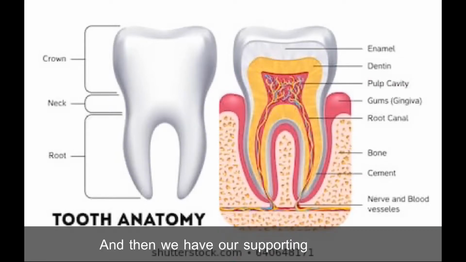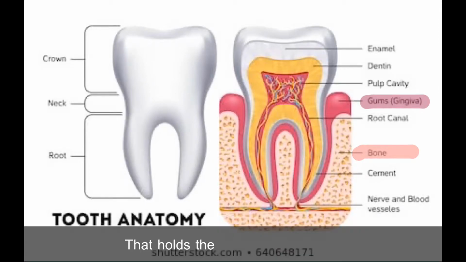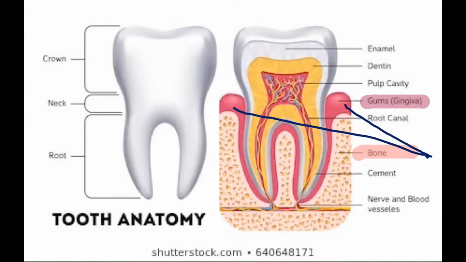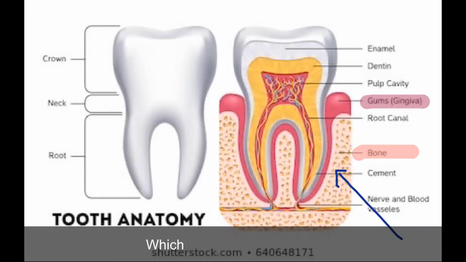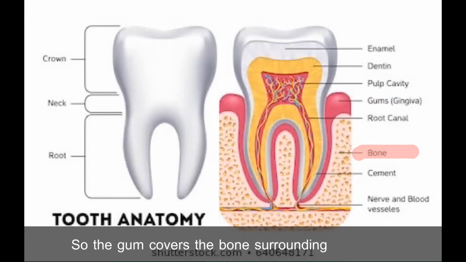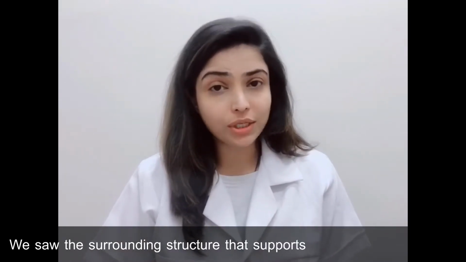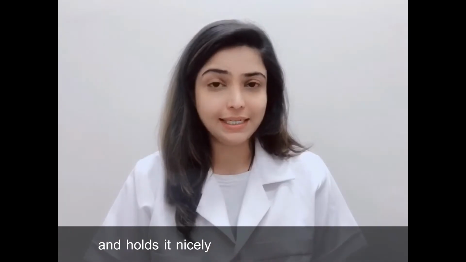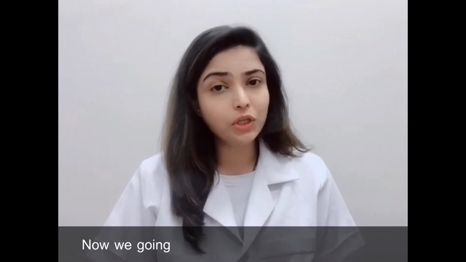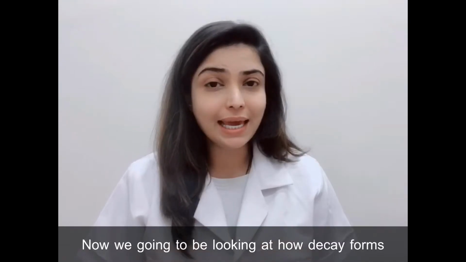And then we have our supporting structure, that's the bone and the gums that hold the tooth in your mouth. So this pink area that you're seeing is your gum, which is on top of the bone. So the gum covers the bone surrounding your tooth. So that was your tooth anatomy. We saw different layers of the teeth. We saw the surrounding structure that supports the teeth and holds them nicely and firmly in your mouth.